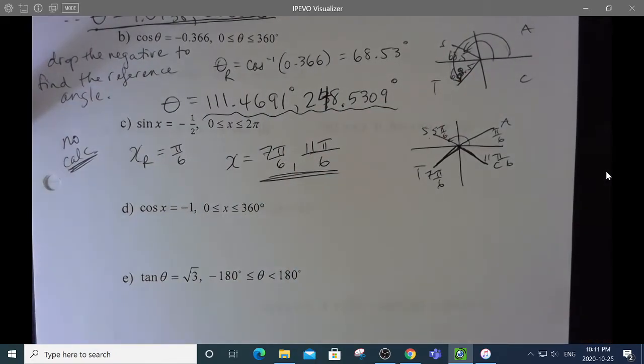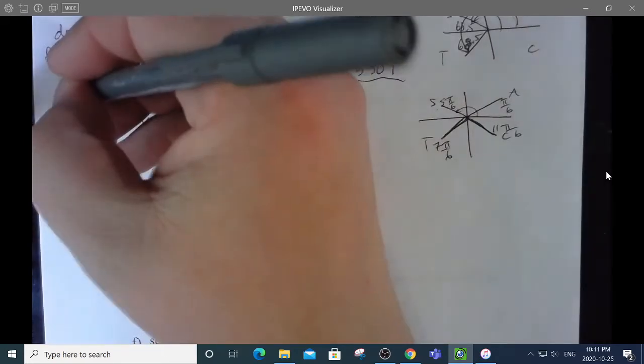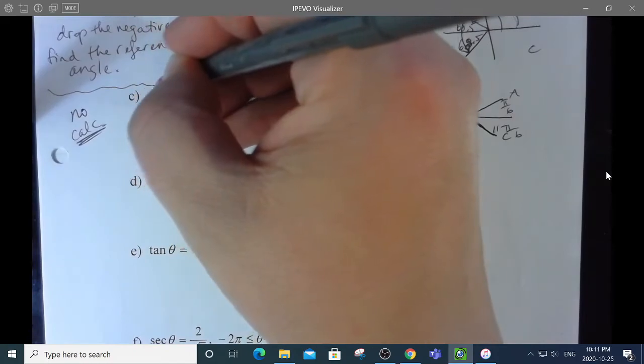And again, you could double check, if you wanted to. This one also, actually all the rest of these are on the unit circle. No calculators from C on down.